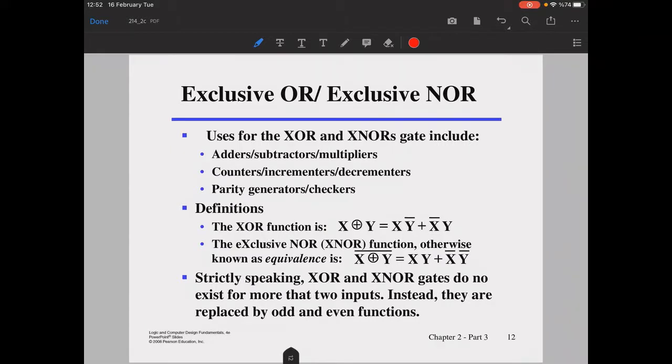Where do we use them? We mainly use them in adders, subtractors, multipliers, counters, incrementers, decrementers. We will use them extensively in the arithmetic circuits part, you will see. And they're widely used in our arithmetic logic units and CPUs as well. So that's why they're popular. They are also used in parity generators or checkers for communication purposes, communication channels as well. That's why they are popular, and they have their own circuitry or gates.